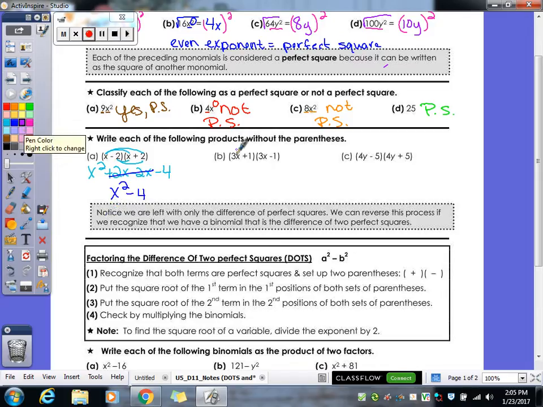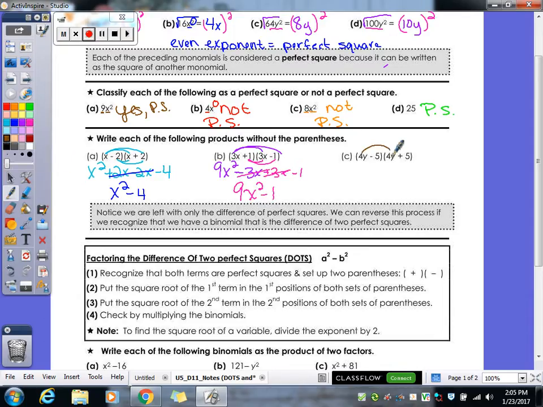Let's do the same thing here with the next one. I'm going to distribute my 3x, so I get 3x squared. That should be a minus 3. Distribute my 1, so I get plus 3x minus 1. Again, our middle terms cancel each other out. I'm left with 9x squared minus 1.